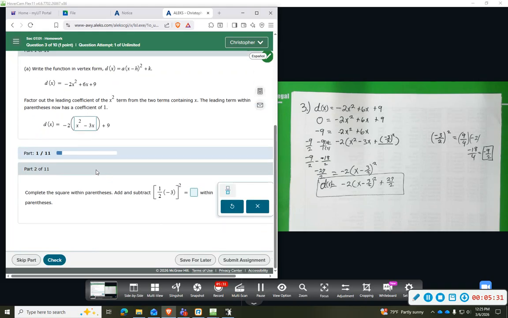All right, we got to check. So now it says complete the square within the parentheses. So that is taking half. So that's the negative 3 divided by 2. They're just showing you half of that negative 3 and squaring it. That is going to give us the 9 over 4 that we have here.